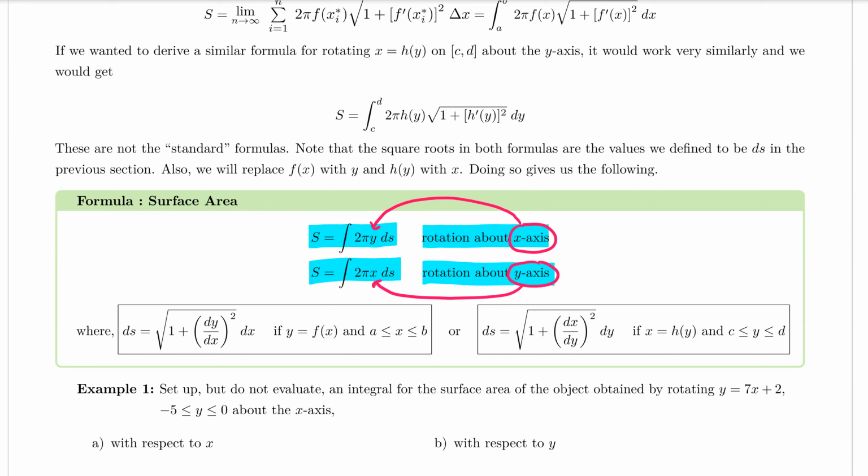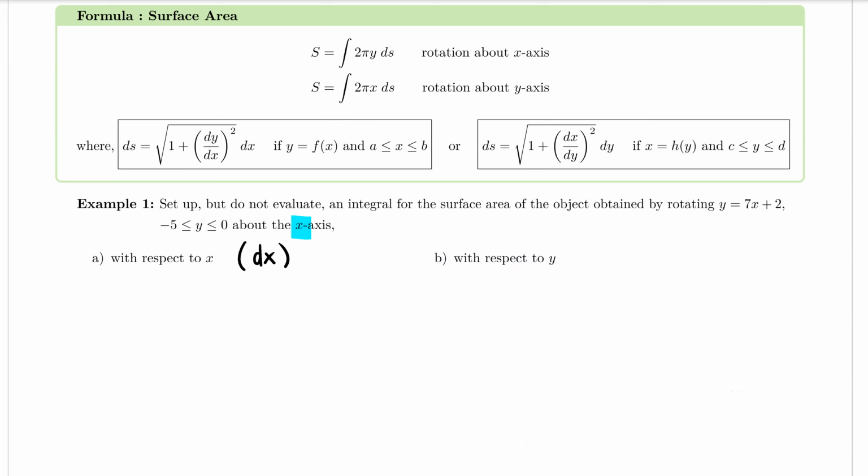Example 1 says set up but do not evaluate an integral for the surface area of the object obtained by rotating y equals 7x plus 2 about the x-axis, where we're bounded between y equals -5 and y equals 0. And part A wants us to do that with respect to x, in other words, we are integrating with the differential dx. Since we're rotating about the x-axis, that means we're going to be using this top formula here.